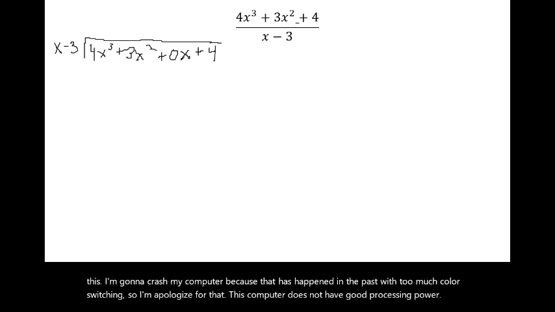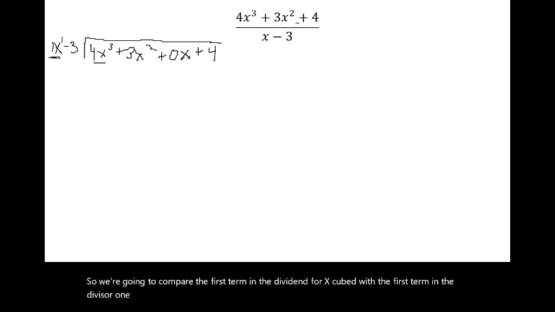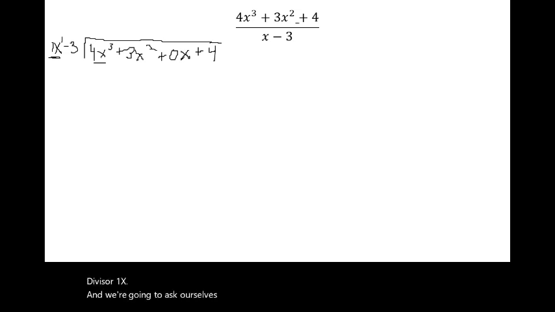Anyway, so we're going to compare the first term in the dividend, 4x cubed, with the first term in the divisor, 1x. And we're going to ask ourselves, what do I need to multiply x by to turn it into 4x cubed?